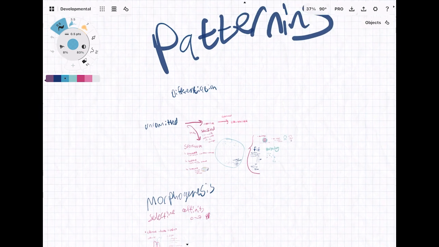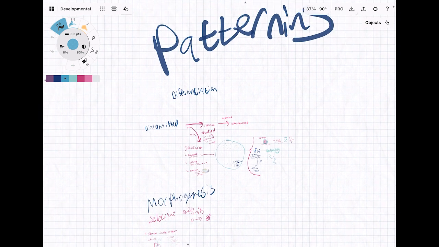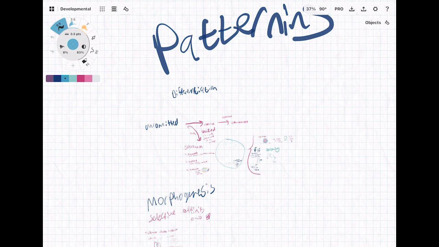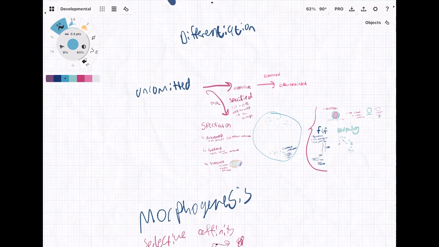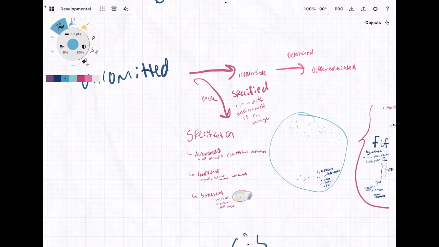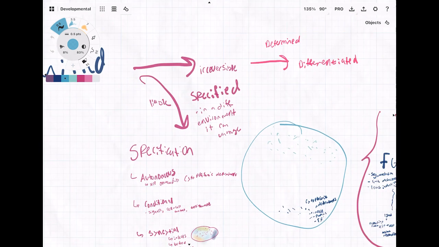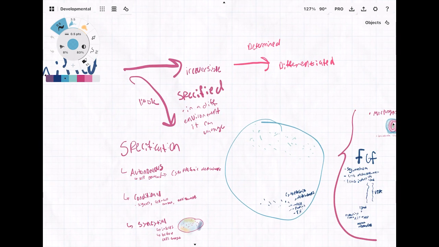So now it's time to talk about patterning, which gives rise to the different organisms and their different body types. So differentiation is going to play a major role in this, and that's how cells are going to come to be different types of cells, like we just talked about. So when a cell is differentiated, it means it cannot turn into a different cell. And so a cell can become specified, in which it has certain signals coming into the cell telling it that it should become a certain cell type.